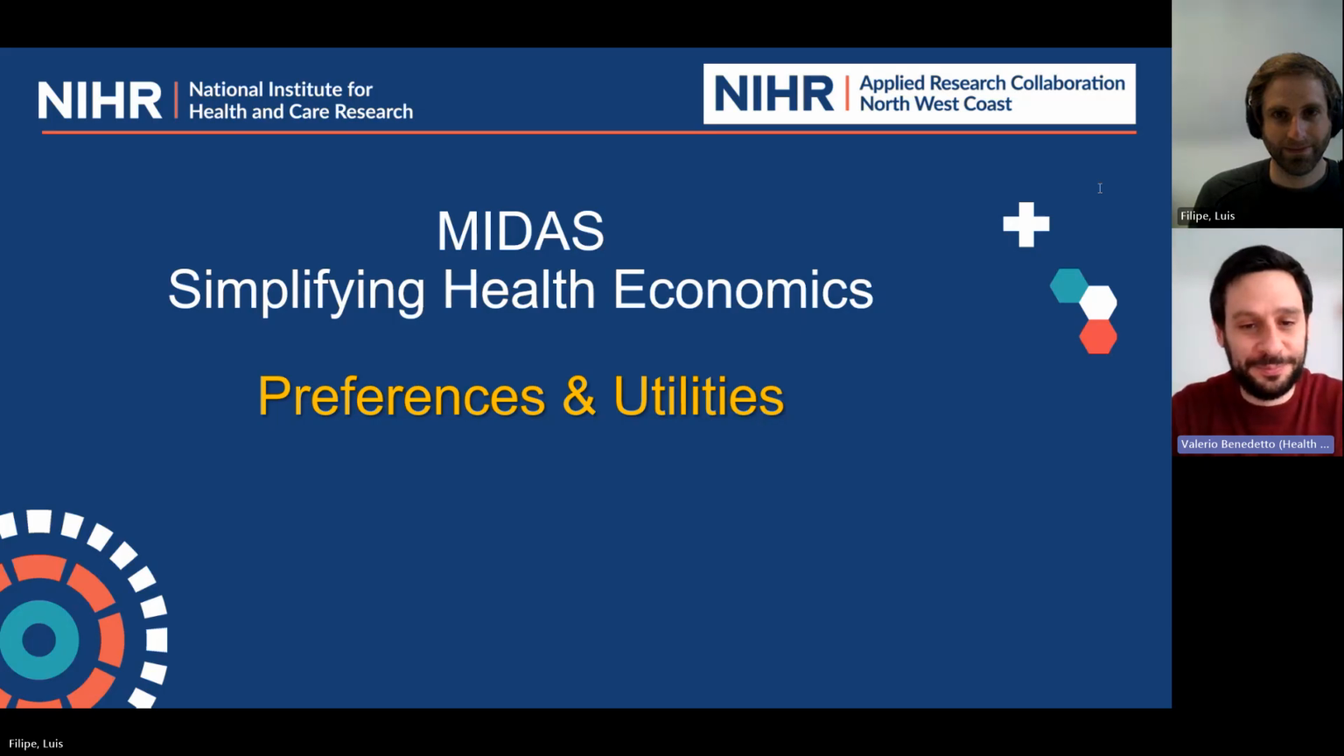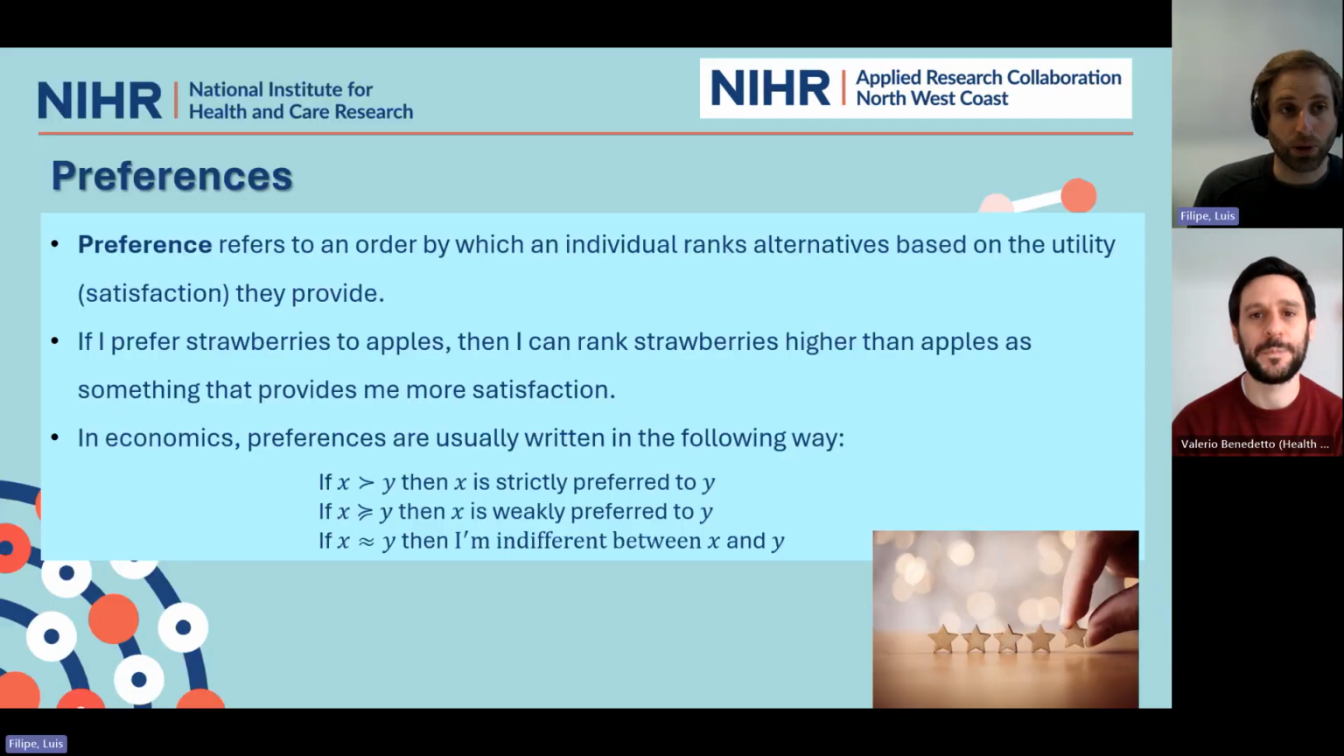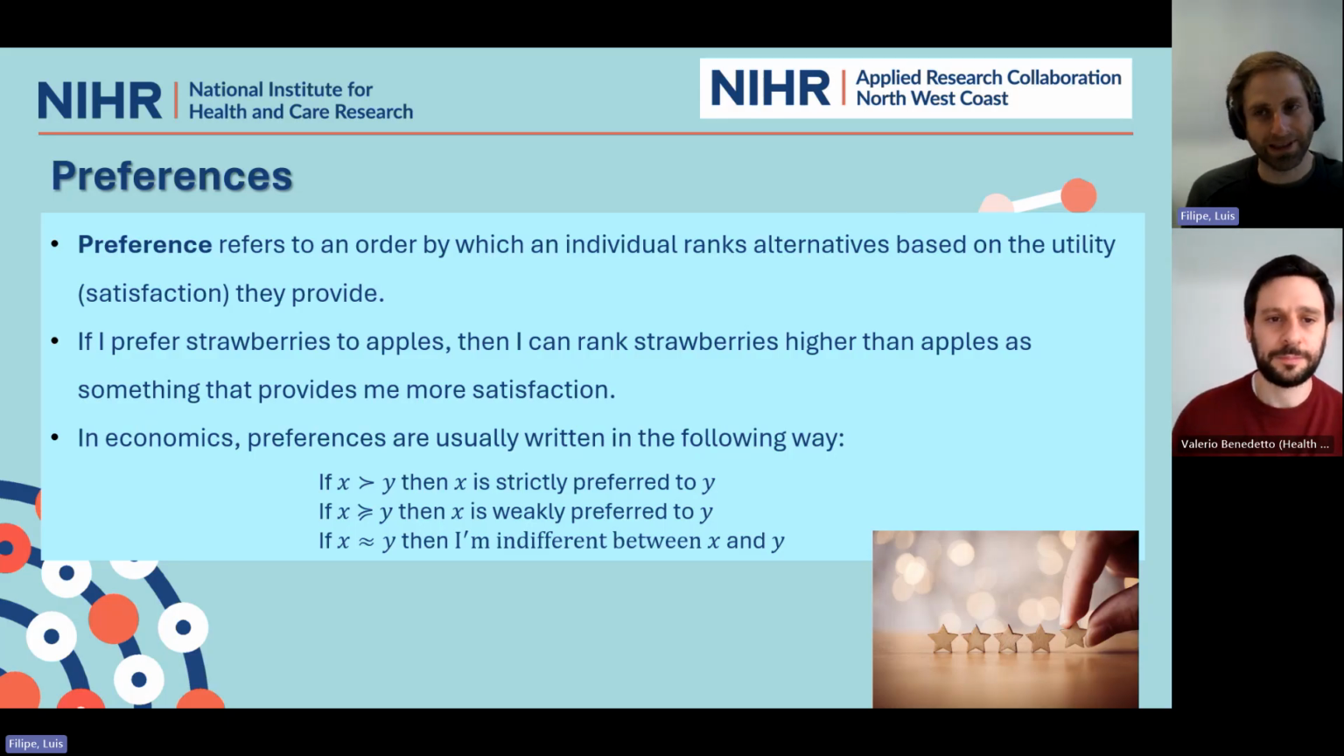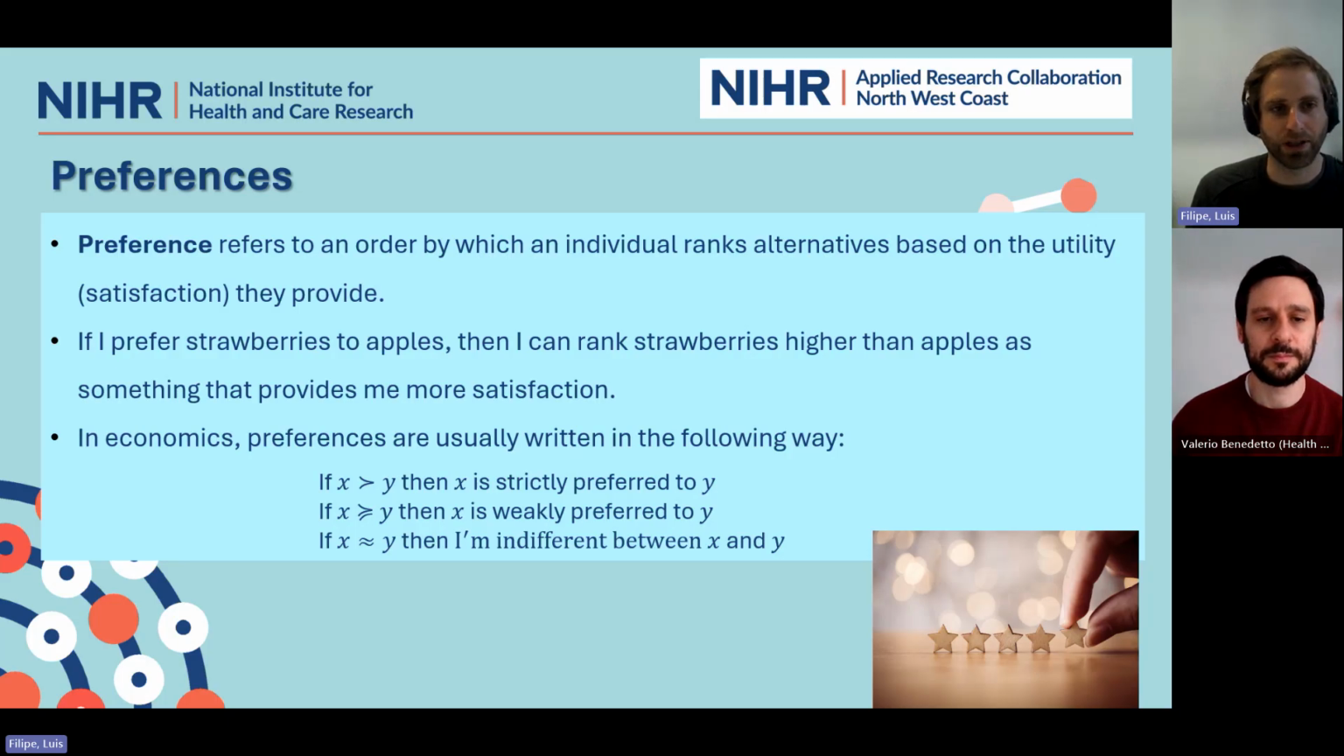Over to you, Luis. So let's start by talking about what is a preference. A preference, as you can see in this slide, refers to an order by which an individual can rank alternatives based on the utility. This is what we call in economics, but you can talk about the satisfaction that they provide. So this is very simple.